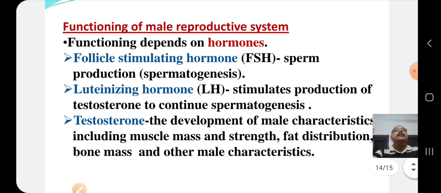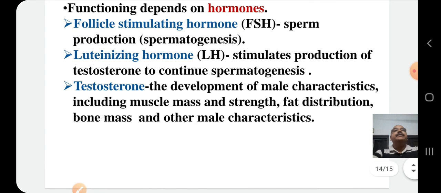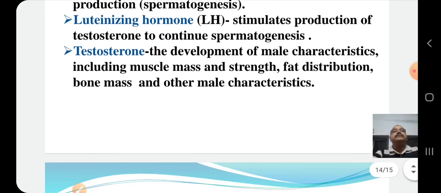Functioning of the male reproductive system. The functioning of the male reproductive system depends on hormones. These hormones are follicle stimulating hormone, which helps in production of sperm, that is the process of spermatogenesis. Luteinizing hormone stimulates the production of testosterone to continue spermatogenesis. Testosterone helps in the development of male characteristics including muscle mass and strength, fat distribution, bone mass and other male characteristics.